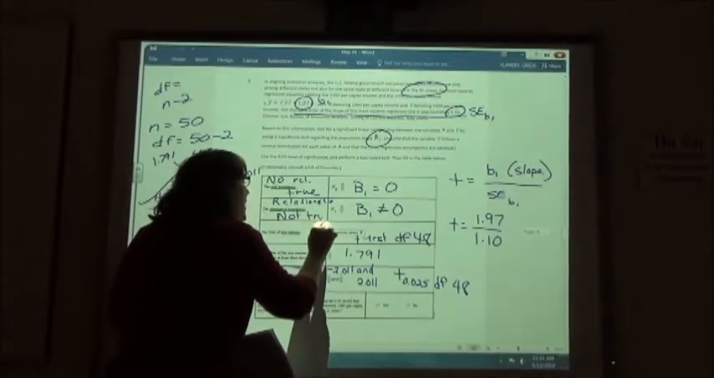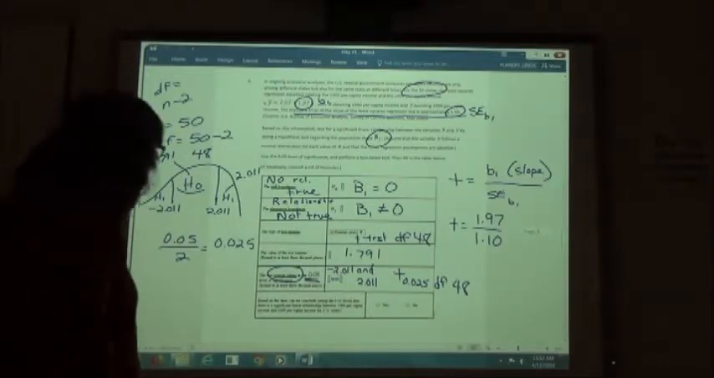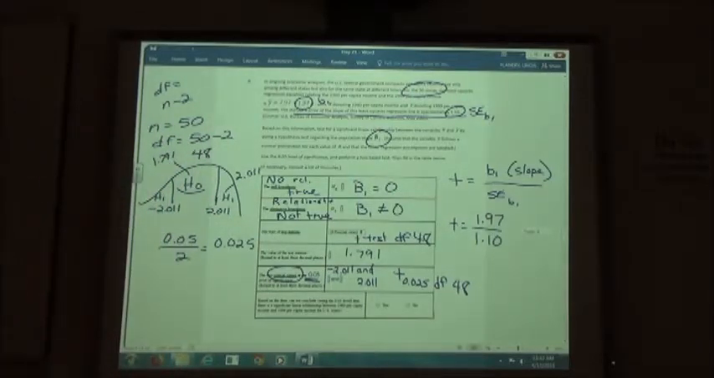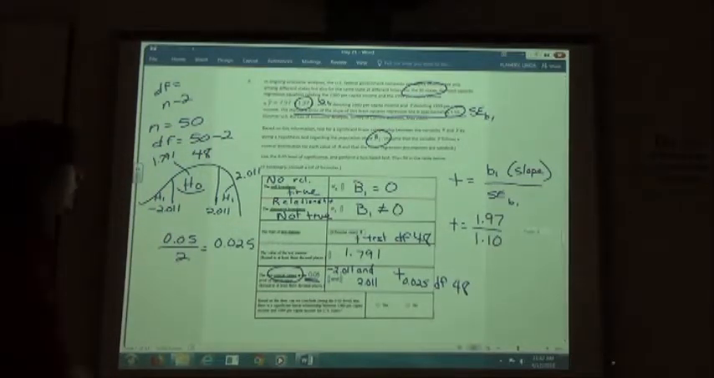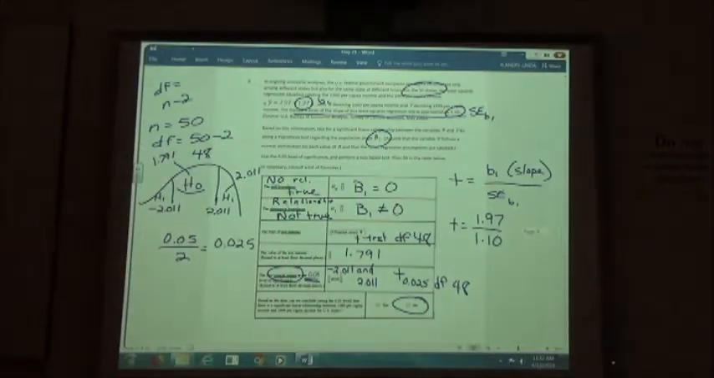This one is not true then. So my true statement is that there is no linear relationship. It says, based on the data, can we conclude using the 0.5 level that there is a significant linear relationship? No. There is no relationship. We cannot conclude that there is a significant relationship.